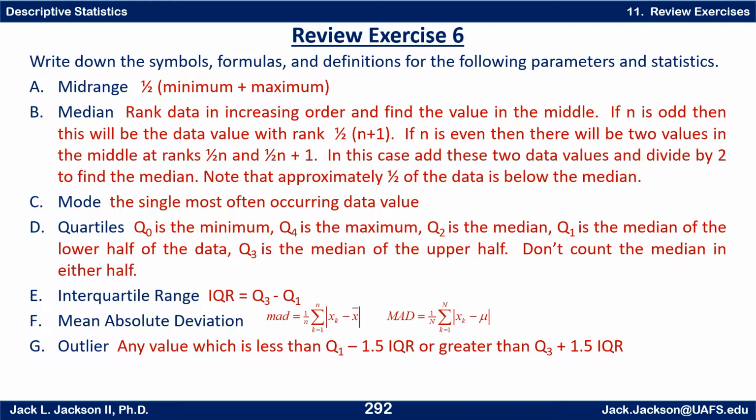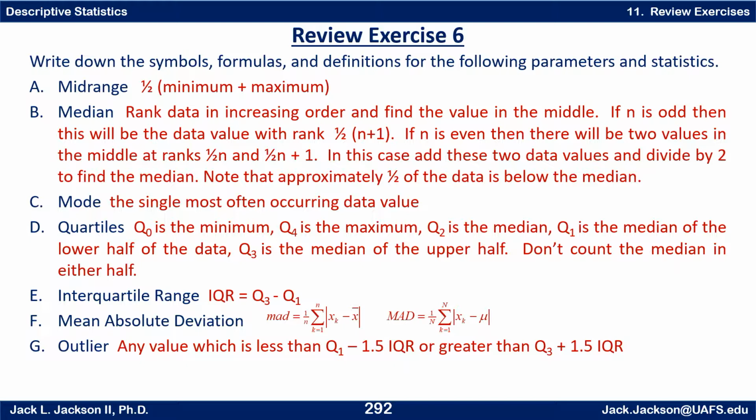The median is a little more complicated to explain, but what you do is you rank the data in increasing order and find the value in the middle. So there's sort of 2 cases there. If n is odd, then this will be the data value with rank 1/2 of n plus 1. If n is even, there will be 2 values tied for the middle ranks at 1/2 n and 1/2 n plus 1. In this case, we add these 2 data values and divide by 2 to find the median. So approximately 1/2 of the data is below the median.